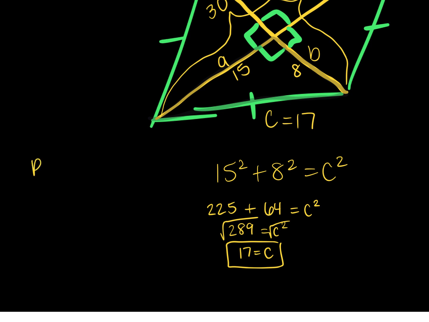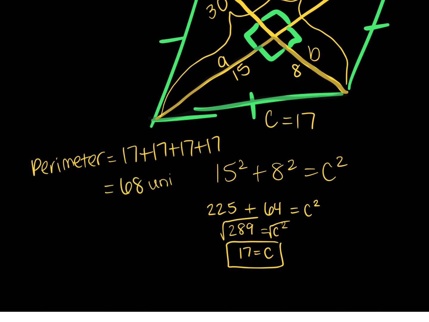The perimeter is each of these sides added together, correct? So 17 plus 17 plus 17 plus 17. In other words, 17 times 4, which gives you 68 units.